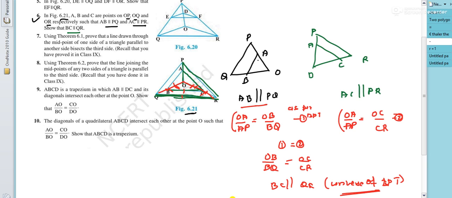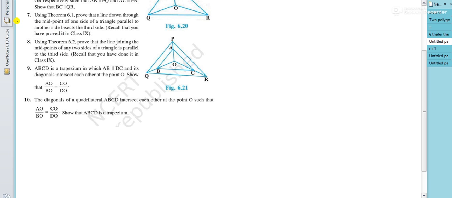Okay. Now moving to 7th question. But before that, what you have to do? Do it, man, if you have not done it yet. Moving to 7th question now. So 7th question is here.